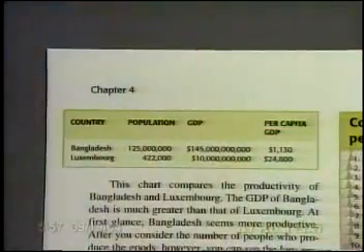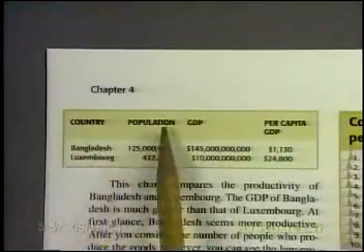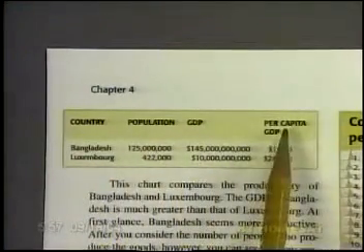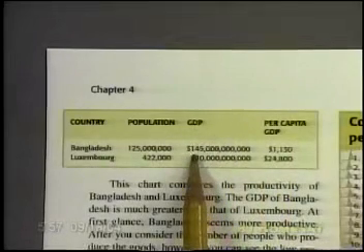That's just an average. Now, if you look at page 80, here is a little chart that shows a country, Bangladesh and Luxembourg, their population, their GDP, and their per capita GDP. Now, here you can see the example. It looks like Bangladesh makes a lot more money.